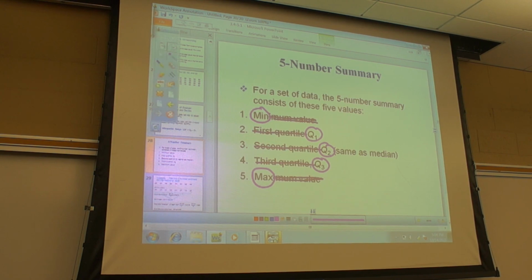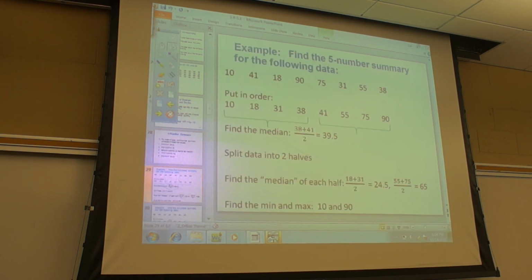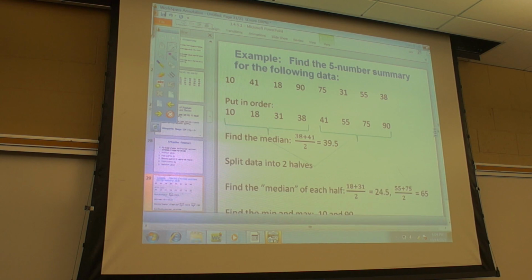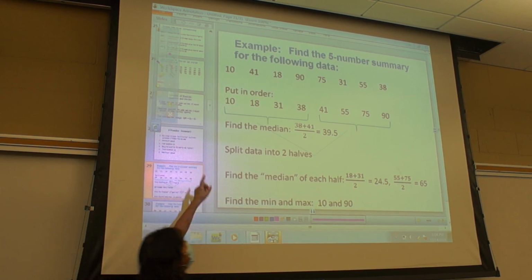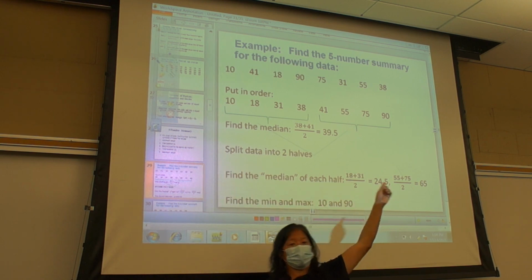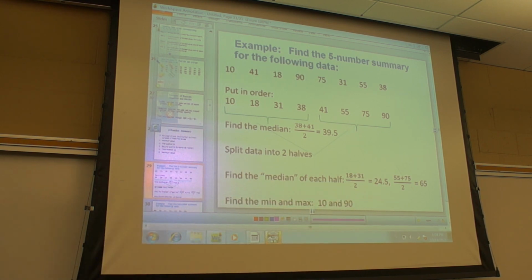Let me give you an example. All right, so here's the 5-number summary. First, put your data in order. If your data is not in order, you're going to get garbage. Nothing's going to work. Put your data in order. Then I'm going to split my data perfectly in half. It's even, so I can split it perfectly in half. So here's my lower half. Here's my upper half. I include every single value.